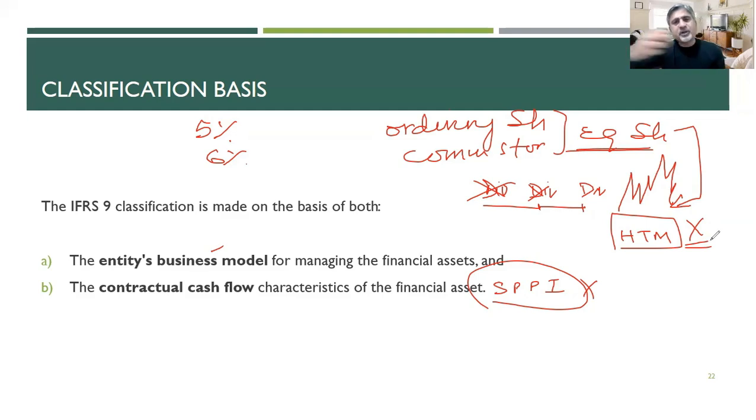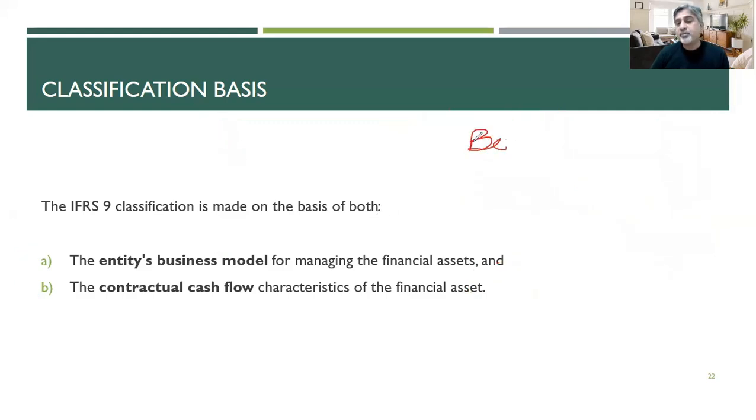Shares have a perpetual life. So when I say held to maturity, I mean the exercise date. Shares do not have a maturity date. So your equity shares do not meet the first criteria and they do not meet the second criteria.